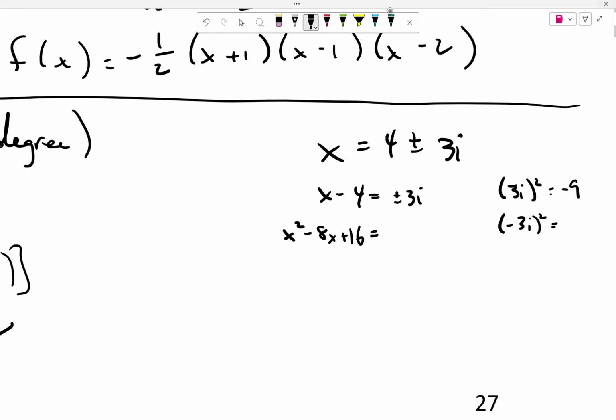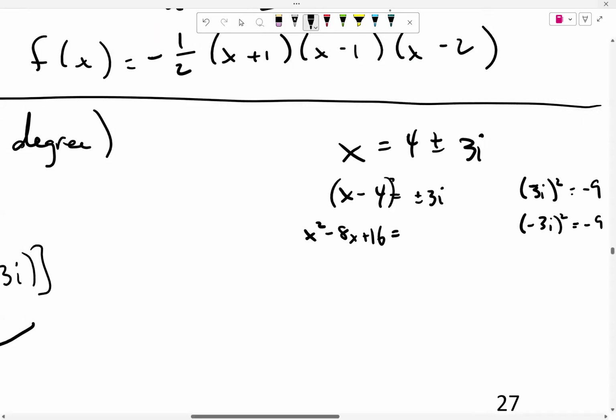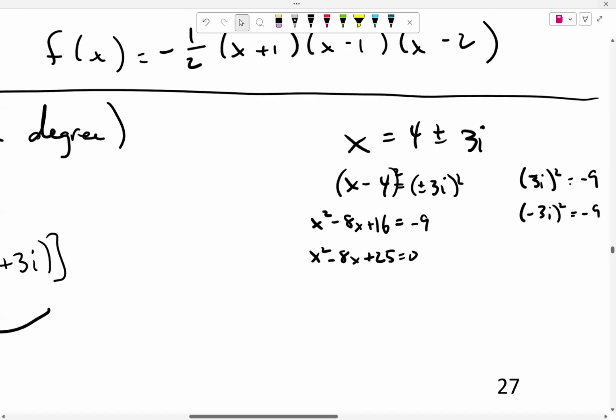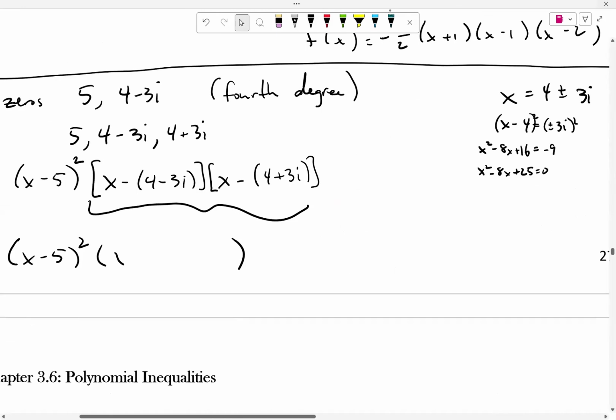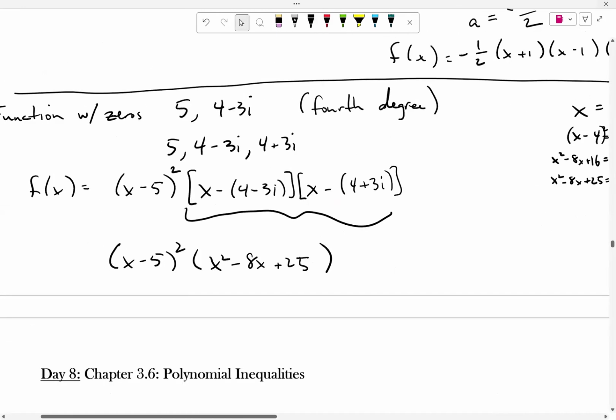It's also, well, isn't it -9? So when I square this, because I'm squaring both sides, I'm going to get -9. I want to set that equal to 0, so I'll move that 9 over. Plus 25 equals 0, yeah? Done. x squared minus 8x plus 25. There's my other one.